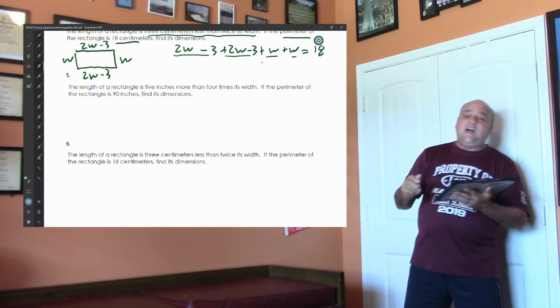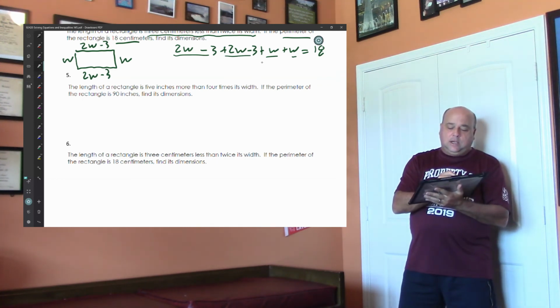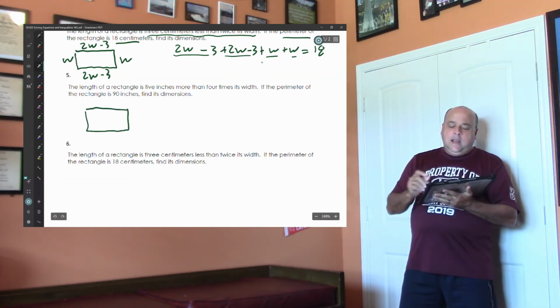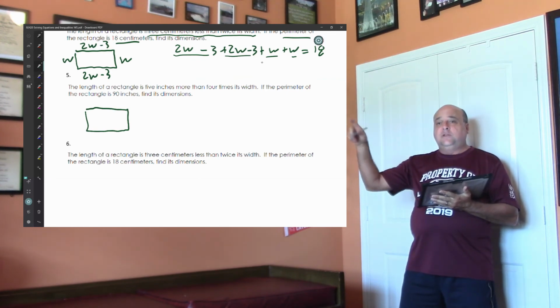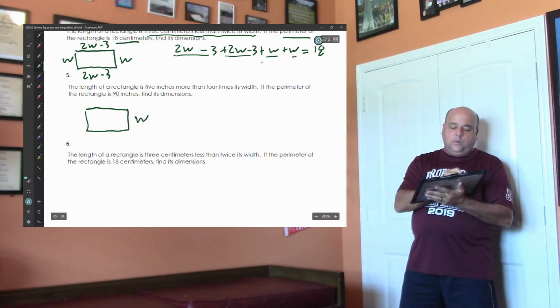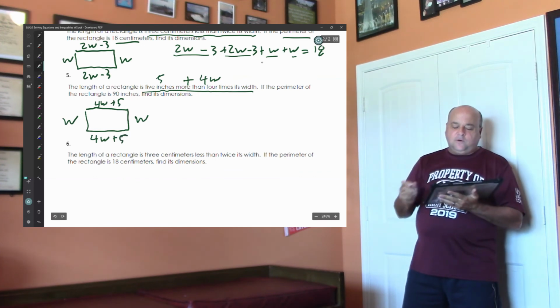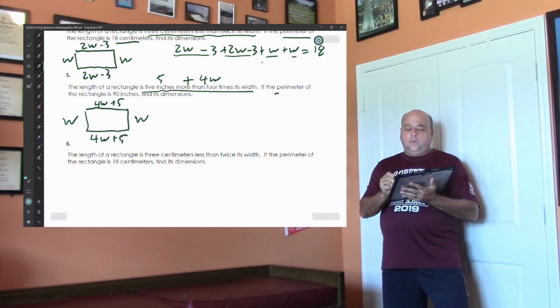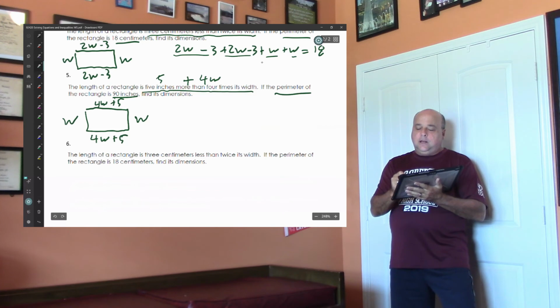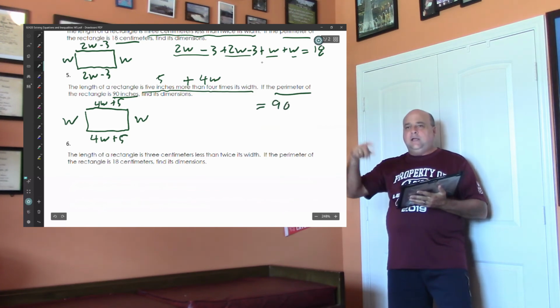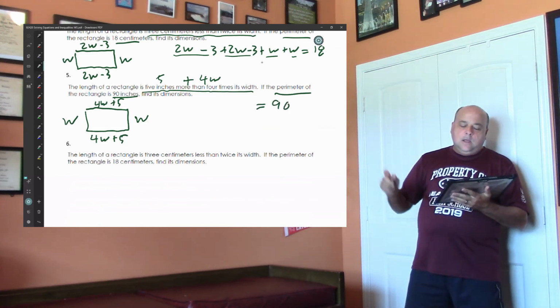So number 5, let's go ahead and draw a rectangle again. It talks about the length in terms of the width. So let's let the width be w, and the length is 5 inches more than 4 times the width. More than is plus, so 5 plus 4w, so 4w plus 5. I'm going to flip it around to put the w first. The perimeter is 90. You'll add up all the edges and get 90, okay?